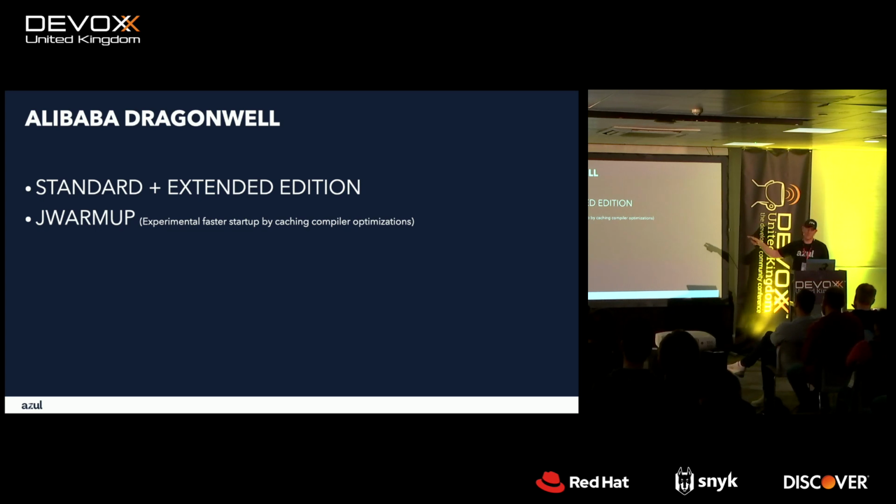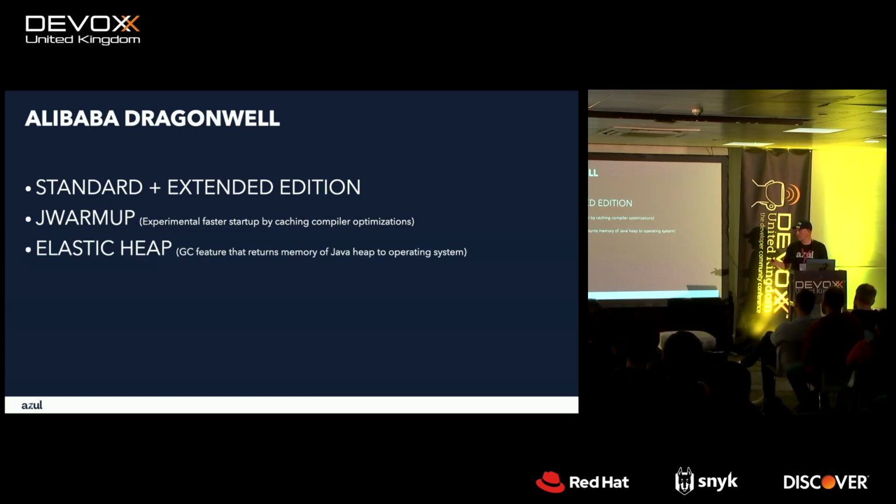So, this is also the reason why they don't get the TCK, because this one breaks tests. This is one of the reasons why we created our own compiler and added it there and made it work with the TCK. Then they have something called Elastic Heap, which is a GC feature that returns memory to the operating system. WISP2, a stackful symmetric coroutine at JVM level. These are all things that they use on the Alibaba cloud, which is similar to AWS. And it's huge in China, even if we don't use it here.